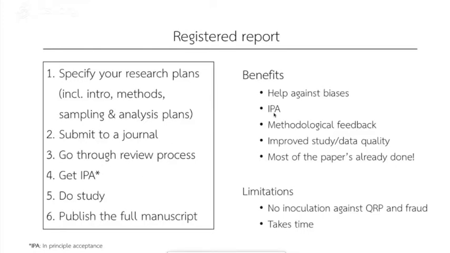But we'll get a little bit more into the details of this later on. So it really helps against biases. Like with pre-registration, having your plans laid out in advance stops you from wanting to change things once you've seen the data. Like I said, you get IPA. In-principle acceptance means that even if things don't go to plan and your results turn out totally stupid, you can still likely produce a manuscript at the end that's published.